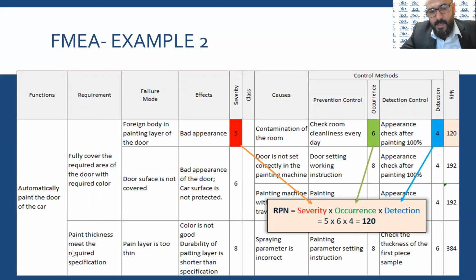Why did the paint thickness not meet the specification? We have to know exactly why, or why the paint layer is too thin. This is the failure, this is the issue, and we have to look into it. We have to take action to solve this issue.